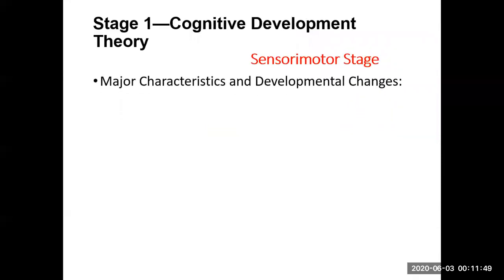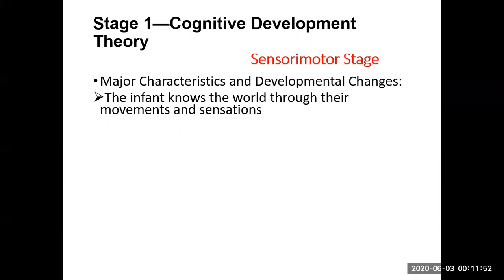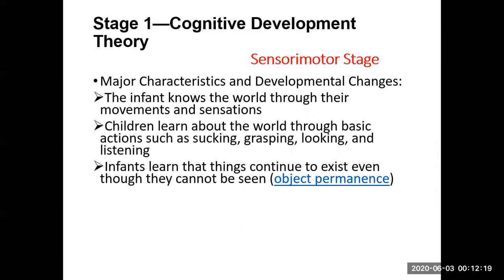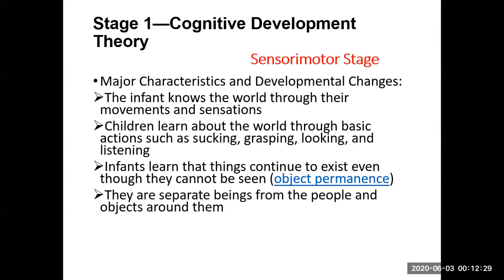The major characteristic of this stage is that the infant knows the world through their movement and sensations, and this stage continues from infancy to age 2. Children learn about the world through basic actions such as sucking, grasping, looking, and listening. Infants learn that things continue to exist even though they cannot be seen. They are separate beings from the people and objects around them.